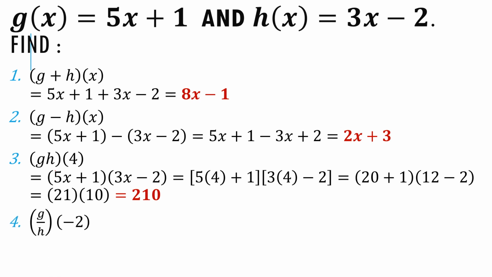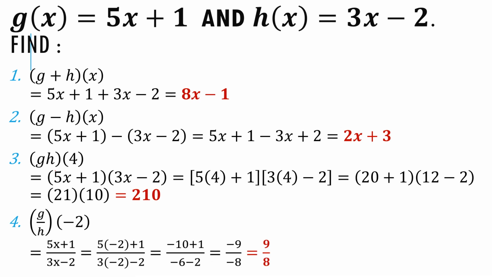Last example, number 4. G over h of negative 2. So, again, hindi tayo gumamit ng variable. Ang ginamit natin is yung value talaga na negative 2. So, copy natin yung g na 5x plus 1 and then divided by h, which is 3x minus 2. So, yan na. So, since hindi naman x yung ginamit natin, meron na tayong variable, substitute lang natin ang negative 2 sa x. So, magiging 5 times negative 2.